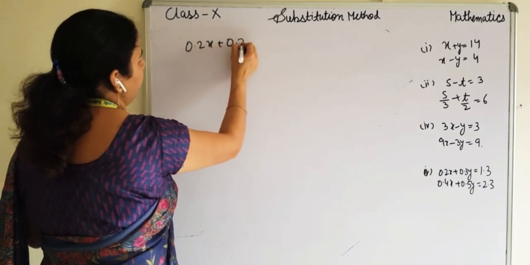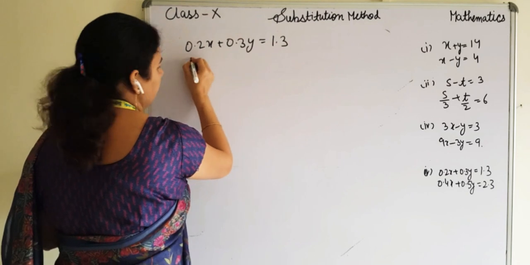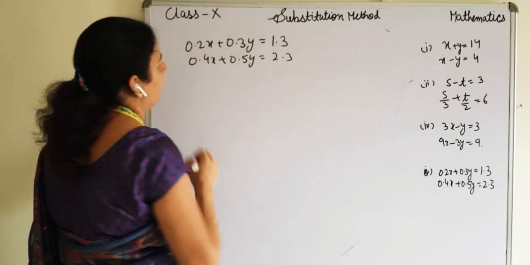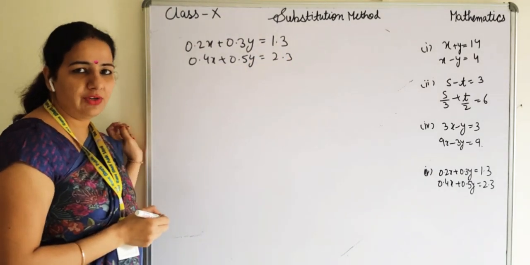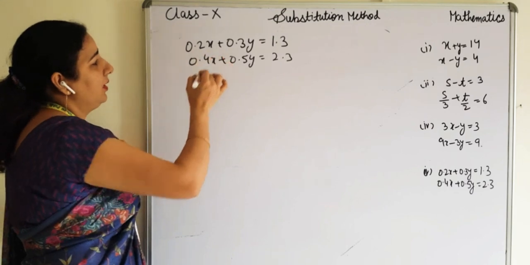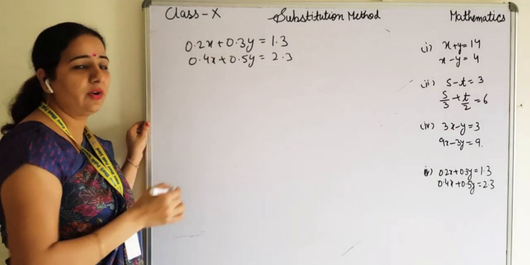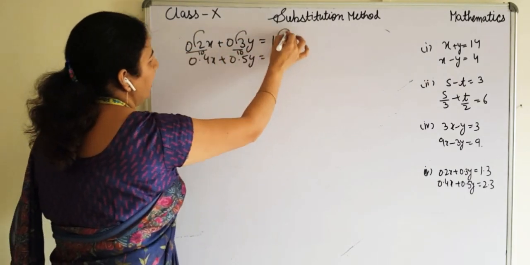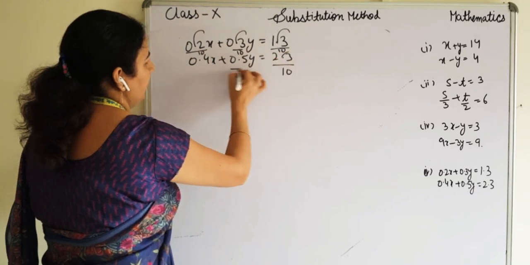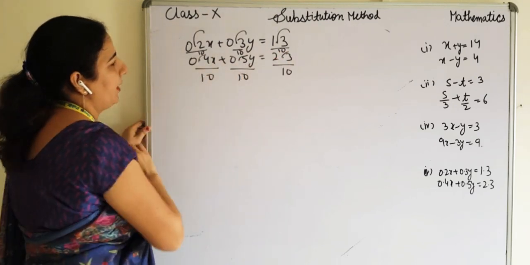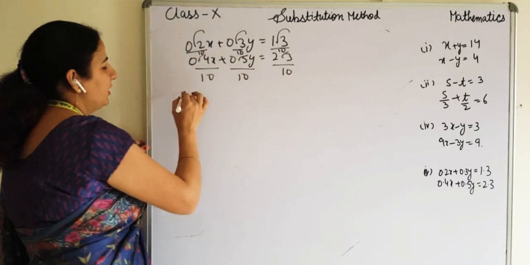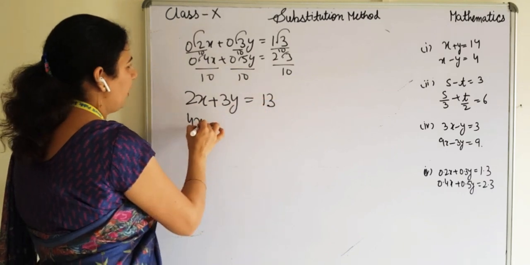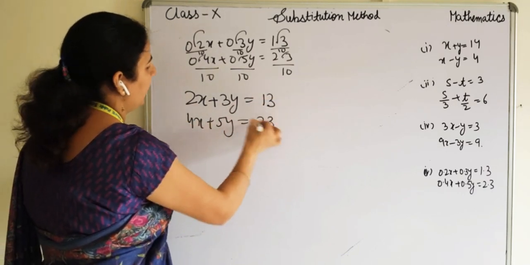0.2x plus 0.3y is equal to 1.3. 0.4x plus 0.5y is equal to 2.3. I have not written equation number 1 and equation number 2 because I feel these are difficult to solve in terms of calculation. So what I will do, I will write 10 here to remove the decimal. 10 here, and here also 10, here also 10. And these all 10 can be cancelled. So the final equations will be 2x plus 3y is equal to 13, and 4x plus 5y is equal to 23.